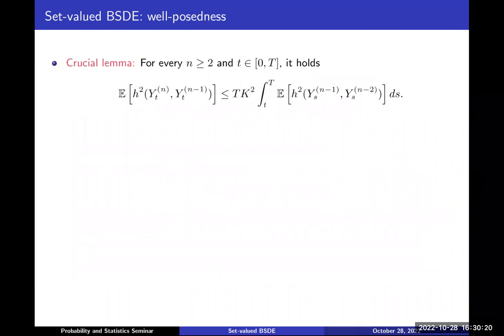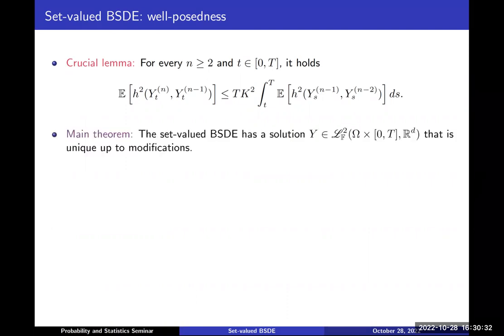Then to show that the Picard iteration is a Cauchy sequence, you need to prove some estimate like this. So it shrinks over time, over the iteration number. And then with this crucial lemma, it follows that the BSDE has a solution, which is unique up to modifications. Because we don't have path regularity, I cannot say up to indistinguishability. I can only say up to modifications.